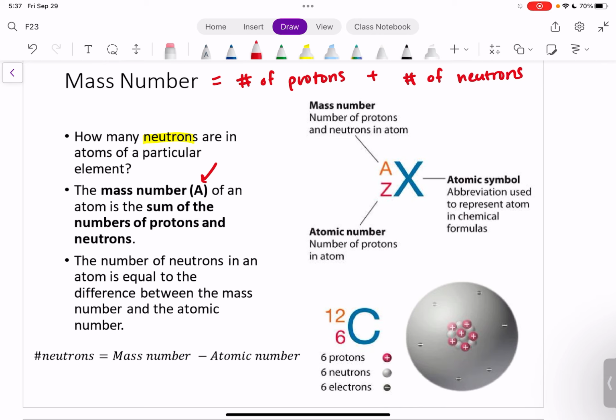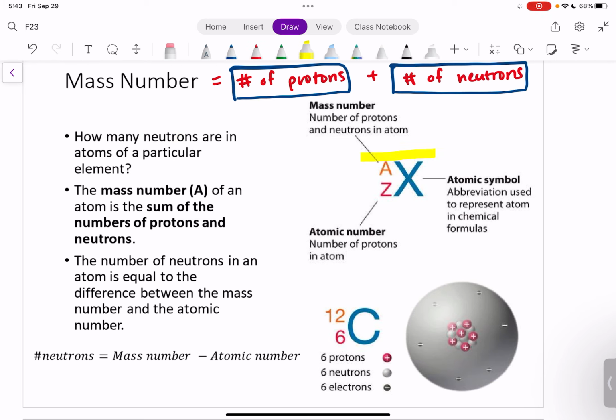Remember we said in the last video that the mass of any given atom is really only due to the protons and neutrons. That's because in relation to the protons and neutrons, electrons are really, really tiny. So protons and neutrons are the ones contributing the most to the mass of any given atom.